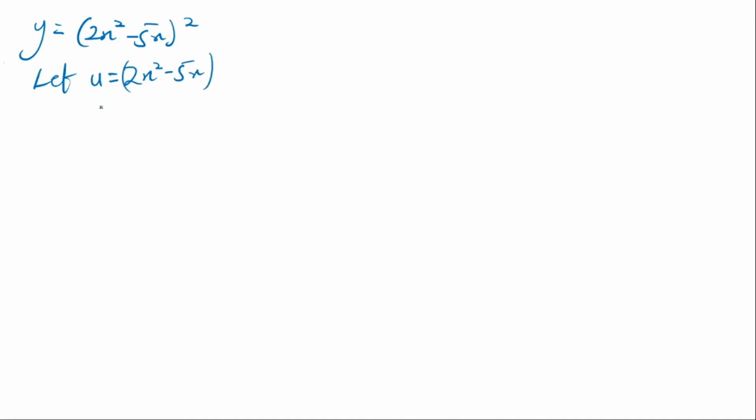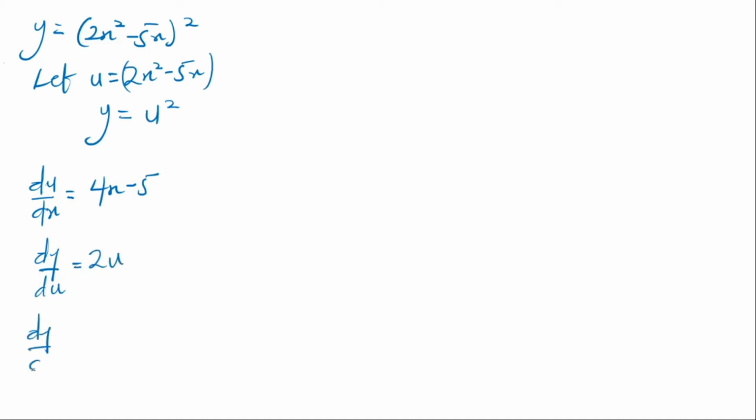So it means the function y is now equal to u squared. If we differentiate u with respect to x, we get du dx, and that will be equal to, if we differentiate 2x squared, we get 4x. We differentiate 5x, we get 5. So it means our du dx is equal to 4x minus 5. Alright, if we differentiate y with respect to u, we get dy du, and this will be equal to 2u.